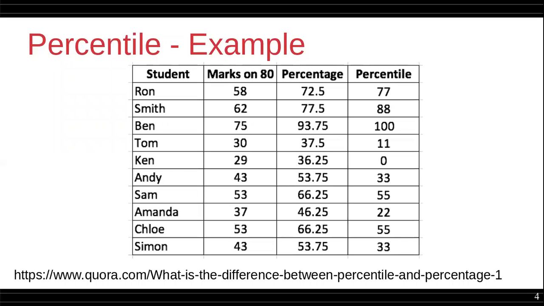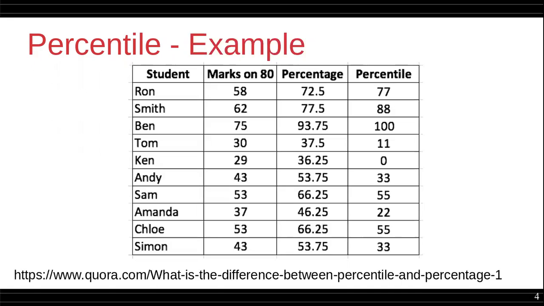Here you can see a simple example about percentile. Considering this data, there is a number of students taking the exam, and the total marks is 80. The percentage is easy, because if you consider the total mark as 100, what would your marks be? That will be your percentage, and you can see the percentage as well. Whereas in percentile, you can see different values compared to the percentage.